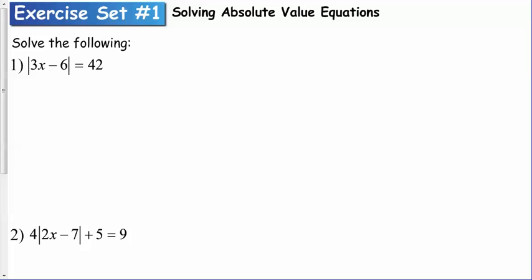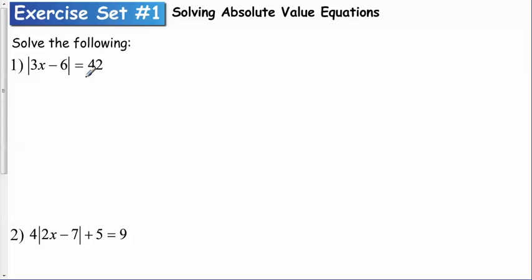All right, in this video, we will now look at how to solve absolute value equations. So be familiar with the approach that we're going to be using and why we split them into two equations, shown in the previous video. So let's get the ball rolling. We have the absolute value of the expression 3x minus 6 equals 42.